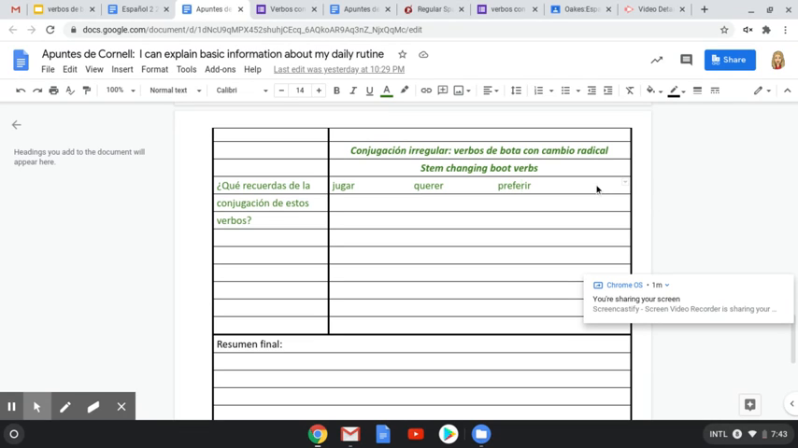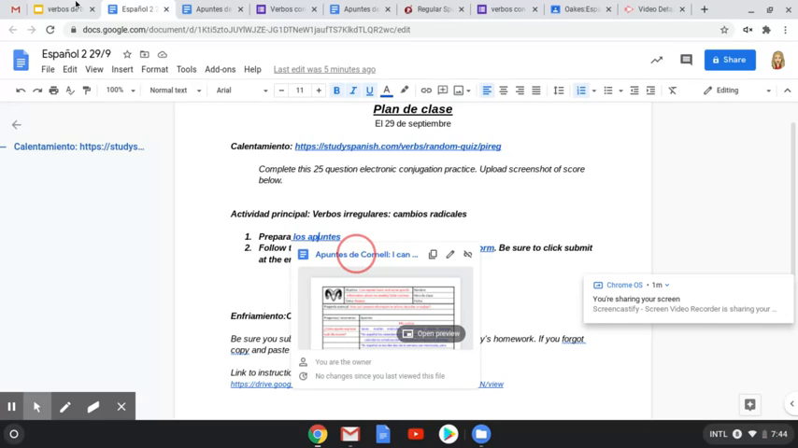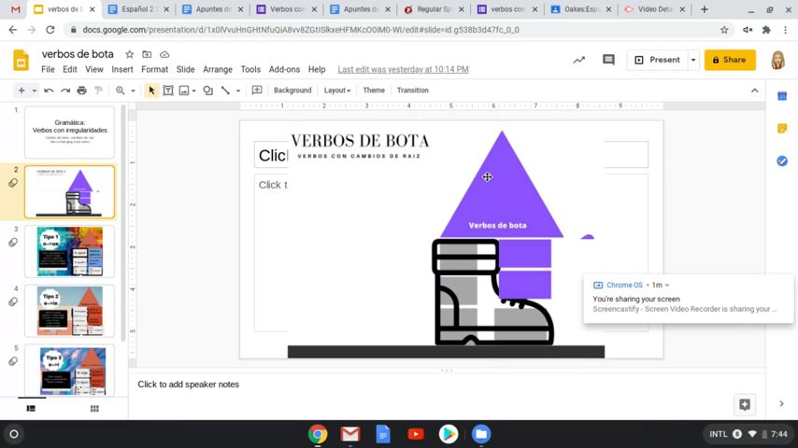Okay? Just take a minute or two to think, okay, what do I remember about how I conjugate these verbs from last year? Just to kind of set you up for our lesson today, which is on verbos con cambios radicales, or these are also known as verbos con cambios de raíz. Both of those just mean stem changing verbs. Okay, entonces aquí vamos a empezar.